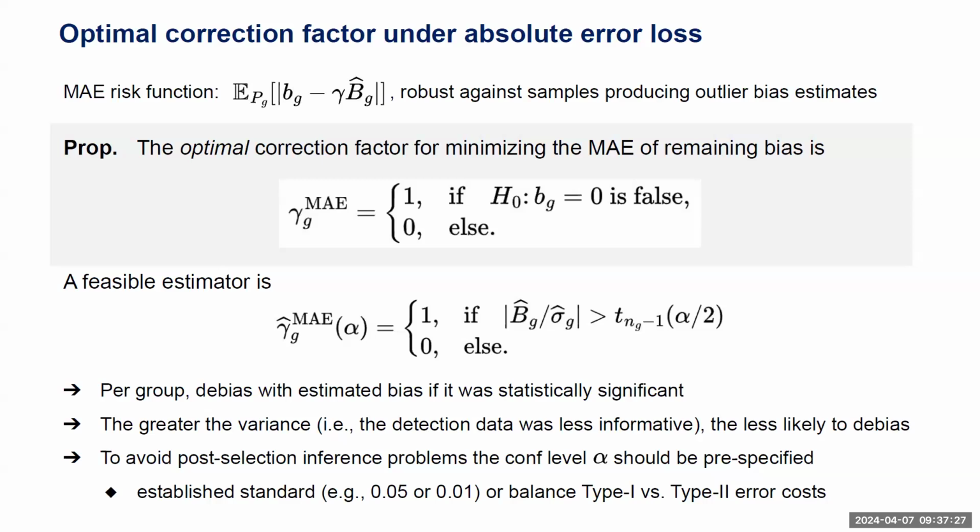Yeah. We want to set gamma such that we also account for the variance in beta hat G, the variance in beta hat within a given sample, yeah.